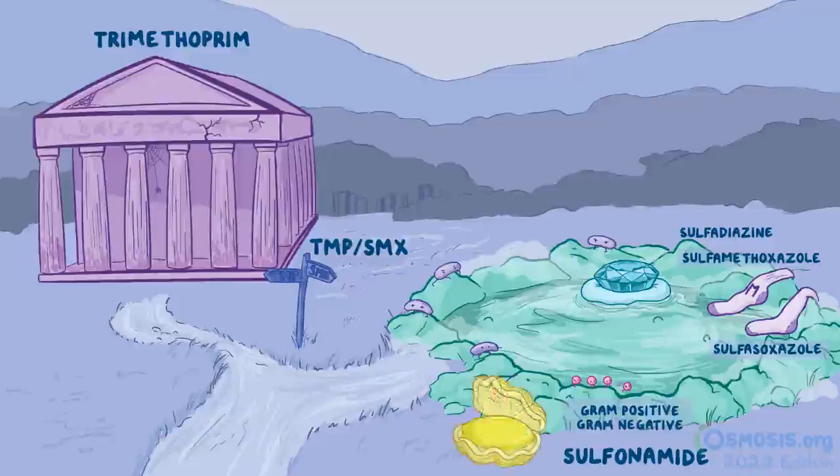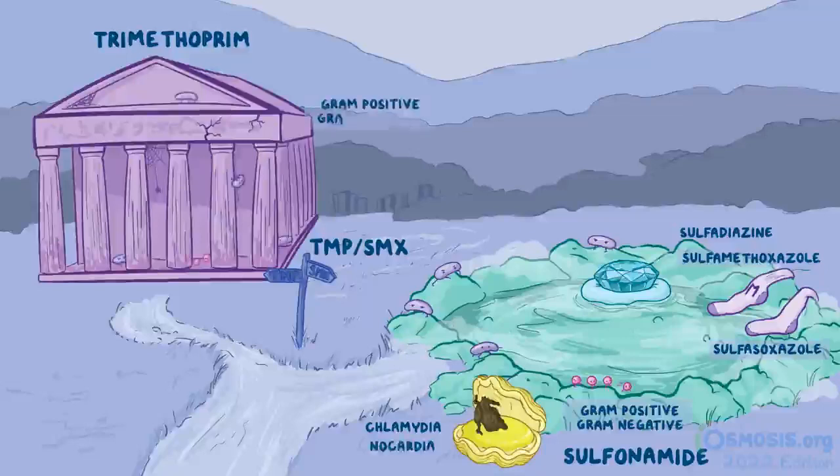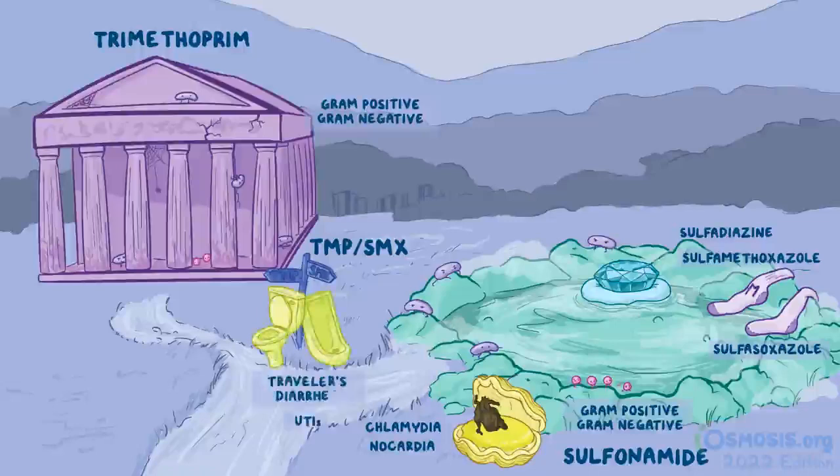A giant clam is also there for chlamydia, and instead of a pearl, it has a blackened, shriveled heart inside for nocardia. The trimethoprim temple also has the little pink and purple bacteria crawling around since it's also effective against both. Okay, for TMP-SMX, let's have a toilet and a urinal by the sign since it's used to treat both urinary tract infections and traveler's diarrhea.